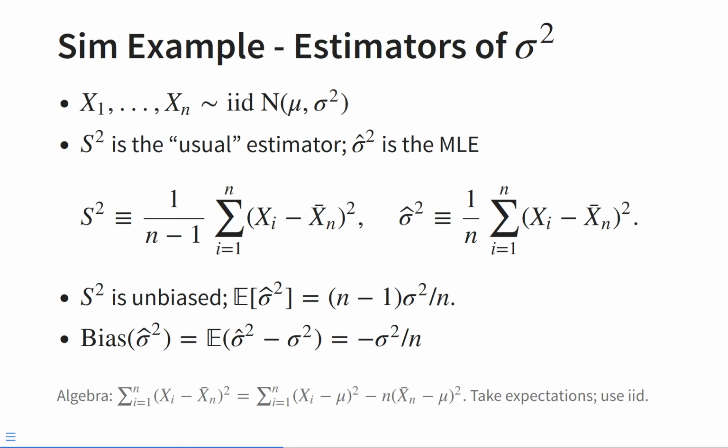So the bias of the MLE is actually negative sigma squared over n. If this is a newsflash to you and you're curious how it works, at the bottom of the slide, I am going to give you a quick hint. There's a bit of algebra you need to do, then you take expectations, and you use the fact that these are IID.